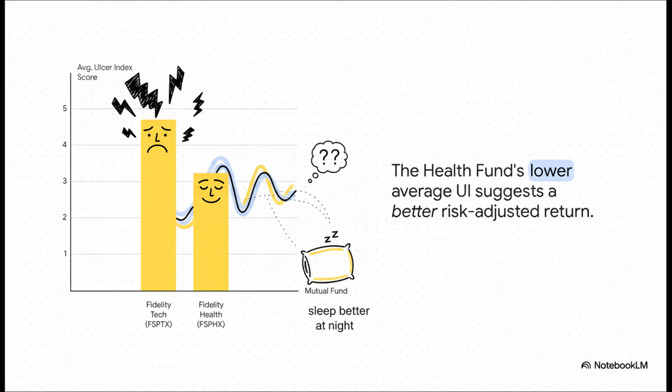Let's look at a real-world example to make this crystal clear. Here we've got a Fidelity tech fund and a Fidelity health fund. Now the tech fund might have some flashy returns, but look at that Ulcer Index score, 4.71. Ouch. Now compare that to the health fund, sitting at a much calmer 3.24. This simple number tells you that the journey with the health fund has been a lot less stressful. For anyone who values their sleep, it's pretty clear which one offers a better ride for the risk you're taking.